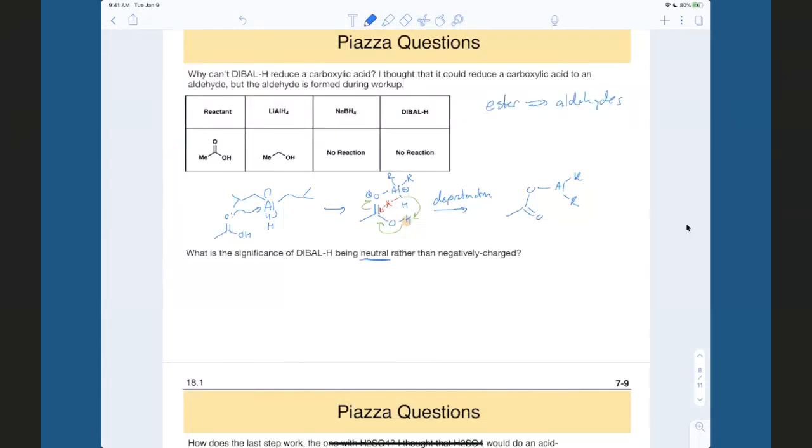And now even if another DIBAL tried to coordinate to this carbonyl, it's too hindered because the other DIBAL has these big isobutyl arms that kind of block it from making a strong coordination. And the empty p orbital is also probably taking some electron density from the lone pair on the oxygen, reducing the Lewis basic nature of this carbonyl as well. So the main significance is just to understand how the mechanism must be different between those two situations.